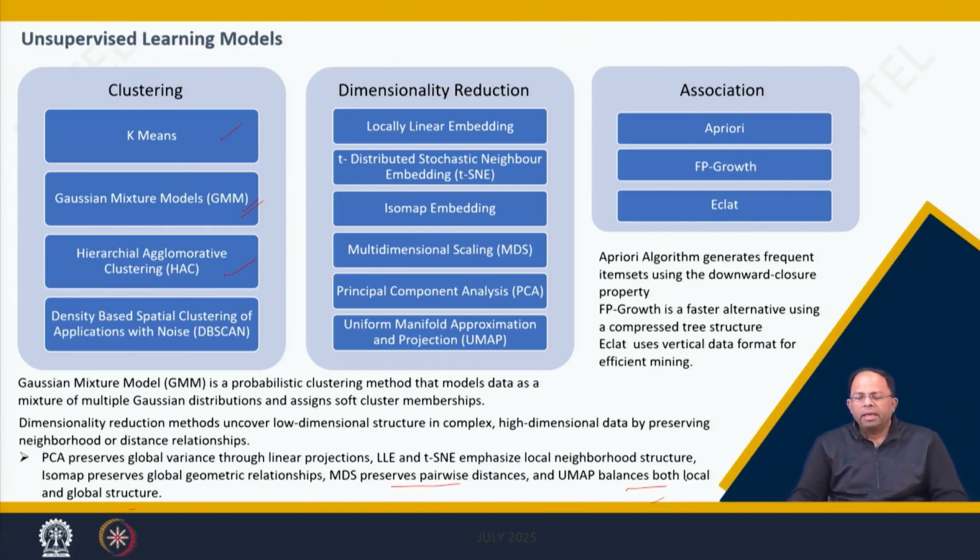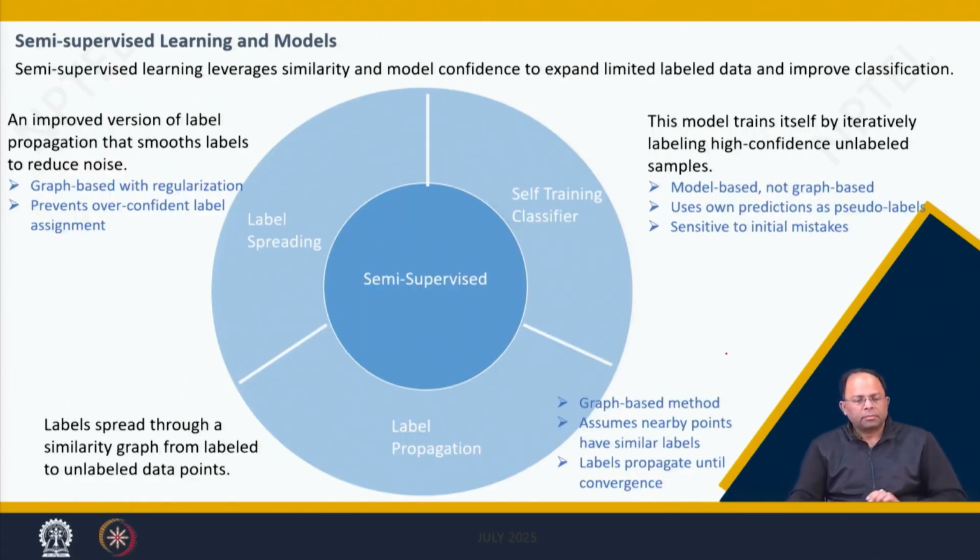Then there are three association algorithms. The Apriori algorithm generates frequent item sets using the downward closure property. FP-growth is a better and faster alternative, and it uses a much more compressed tree structure. And ECLAT uses a vertical data format for efficient mining. Again, we will explain this in detail later.